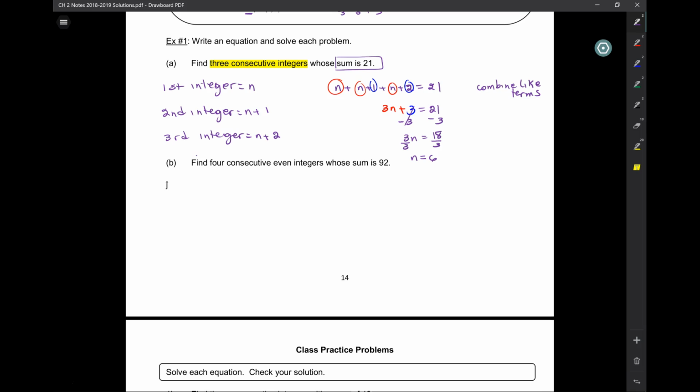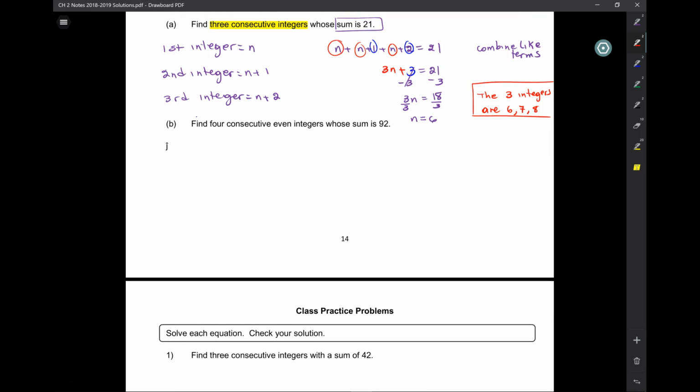Right? So is my answer just 6? I need 3 integers, right? So first, second, and third, if I start at 6, my other integers are 7 and 8. So the 3 integers are 6, 7, and 8.